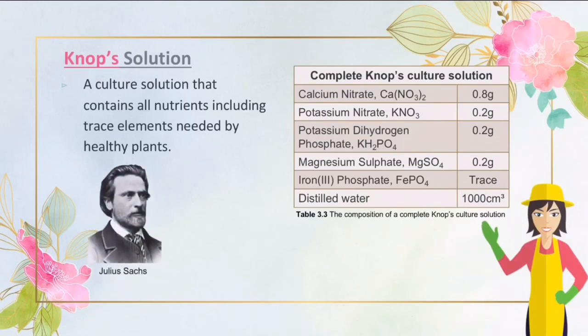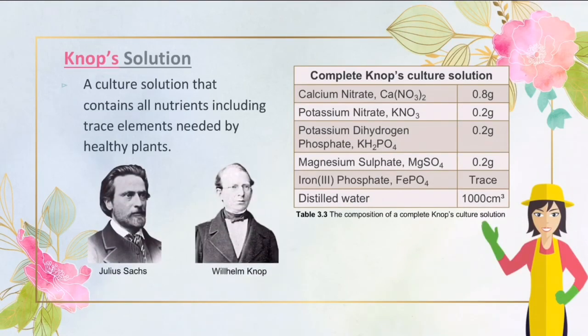Julius Sachs and Wilhelm Knopp were the botanists who carried out experiments to determine the role of macronutrients in plant growth. Meanwhile, Wilhelm Knopp is the one who prepared the culture solution, and that is why this solution is named NOP solution.